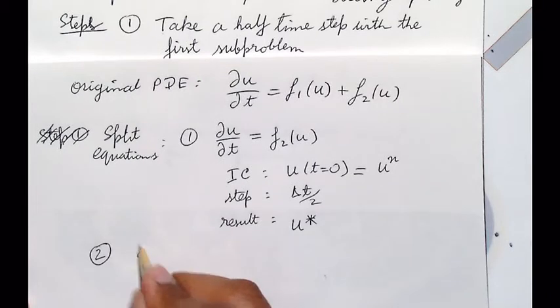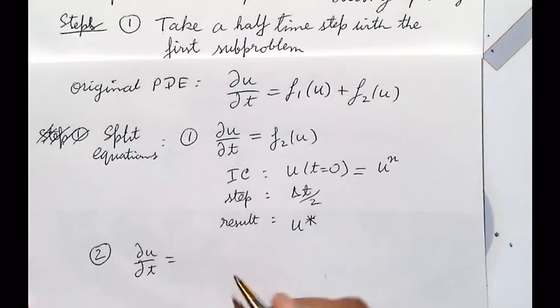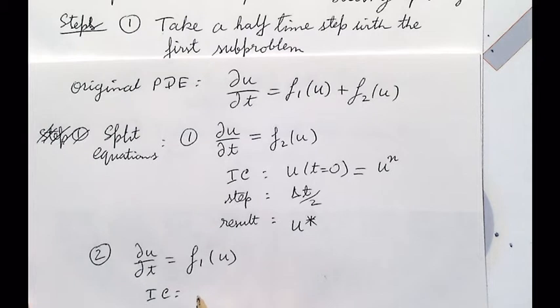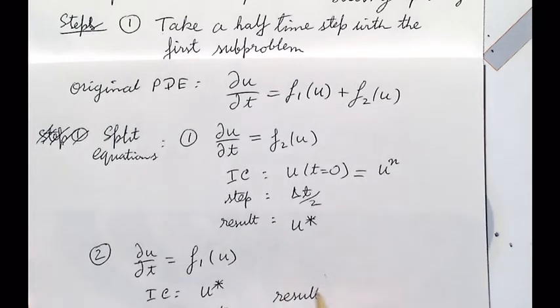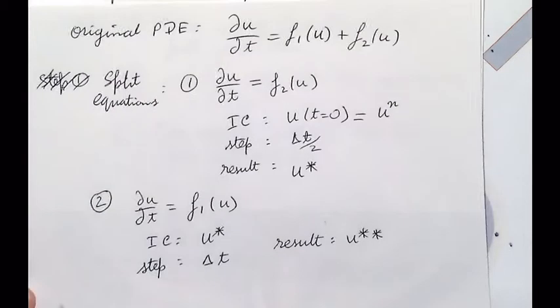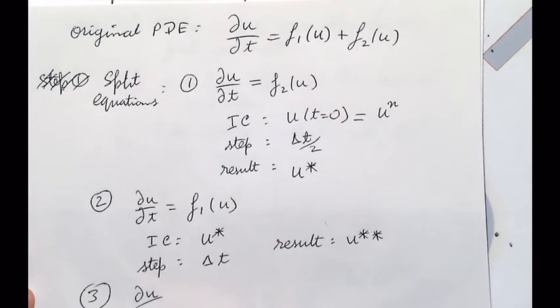The next split equation will be what? ∂U/∂t equals F1. The initial condition is U star, step size Δt, result U star star. Final step, step 3: ∂U/∂t equals F2.